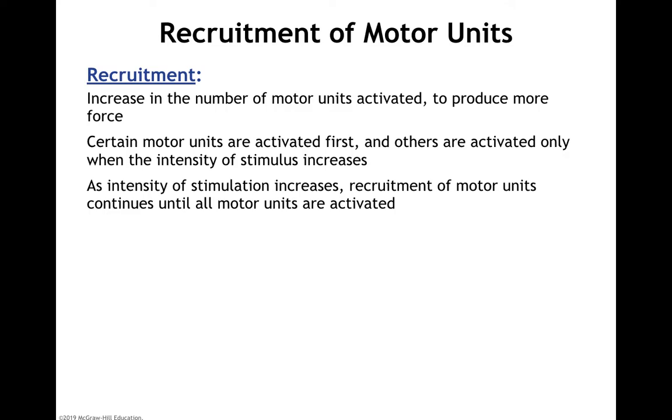And recruitment is increasing the number of motor units activated so we produce more force. Certain motor units are activated first, others activated when the intensity of the stimulus increases. And as that intensity increases, recruitment of motor units continues until all of the motor units are activated.